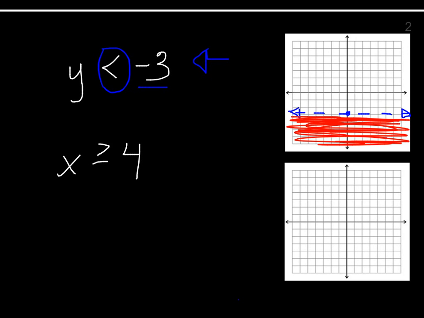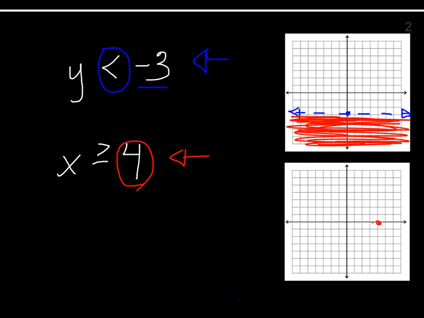So that is the answer. Looking at the next one, we have x is greater than or equal to 4. Again, you will notice that there's no y, so we don't need to put it in slope-intercept form. And the next line is a vertical line. The vertical line is going to be at 4. So I'm going to go over to 4.